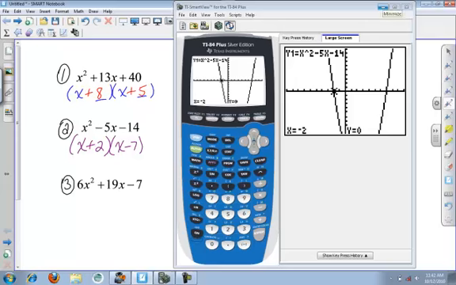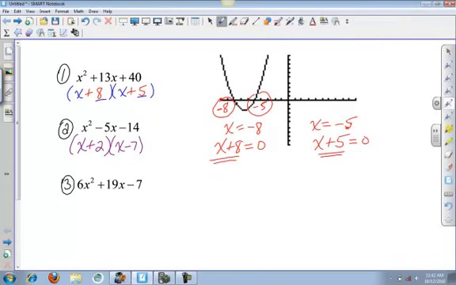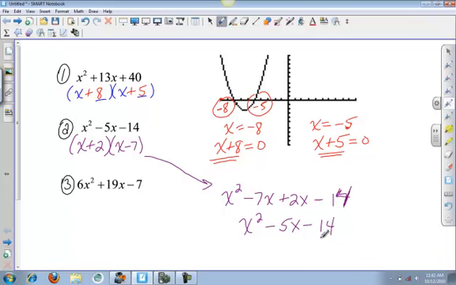If you actually multiply that back together, just double check and make sure it works. x times x is x squared. x times negative 7 is negative 7x. 2 times x is 2x. 2 times negative 7 is negative 14. So that would be x squared minus 5x. That's a 14, not a 17. Minus 14. So we know we did that one right.